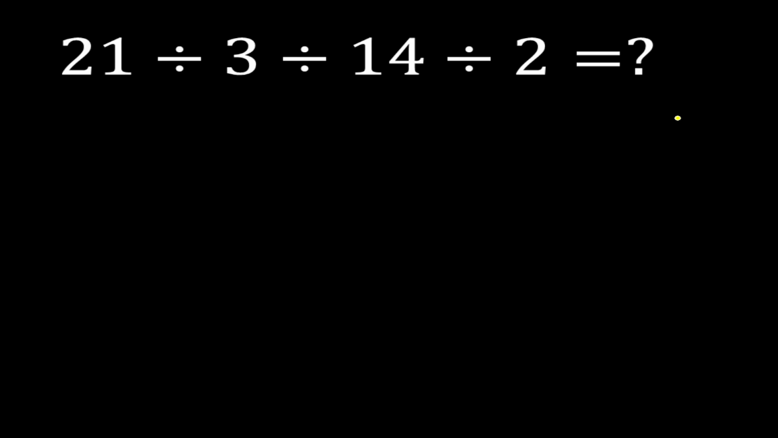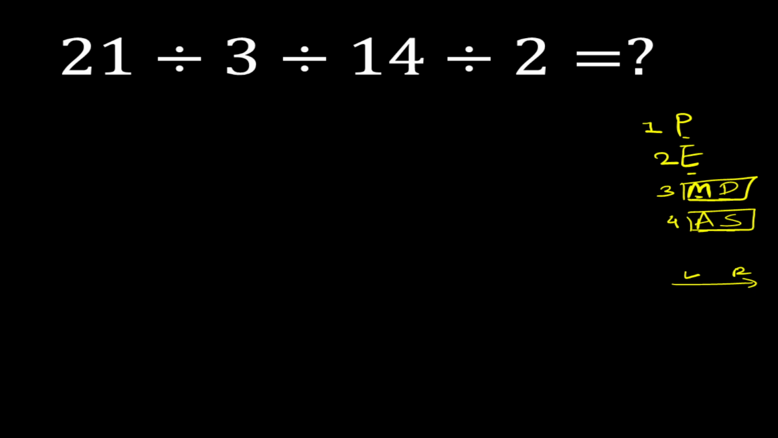So PEMDAS: P, E, M, D, A, S. According to PEMDAS, first priority is parenthesis, second priority is exponents, third priority is multiplication and division. Here multiplication and division both have equal priority, so we have to solve it from left to right. Then fourth and last priority is addition and subtraction. Also addition and subtraction both have equal priority, so we have to solve it from left to right.